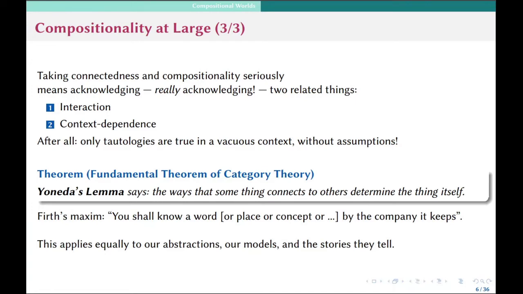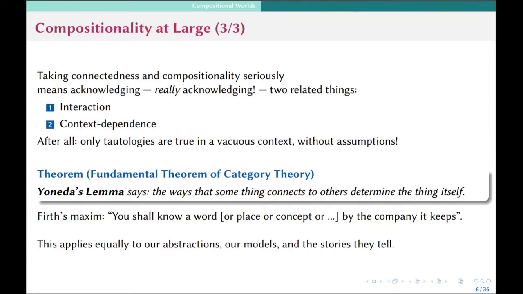Now, I'm sure most of you know that the fundamental theorem of category theory, Yoneda's lemma, says that, roughly speaking, the way that a thing connects to others and itself determines the thing itself. And this comes up everywhere. There's the maxim of the linguist Firth, who says, you shall know a word, and this applies equally to places or concepts, by the company it keeps. And that applies too to our abstractions, our models, and the stories they tell.